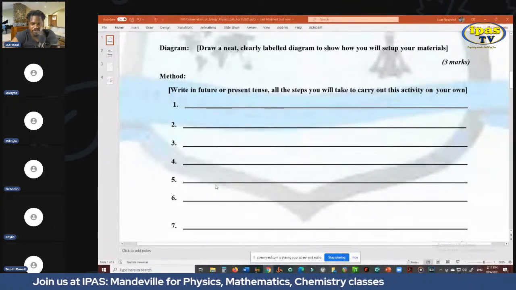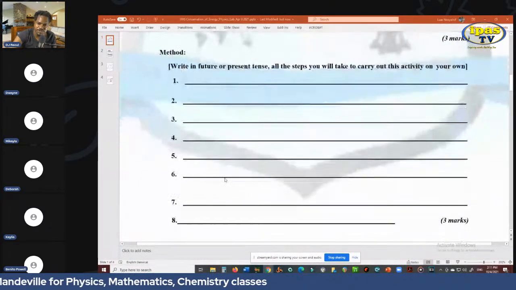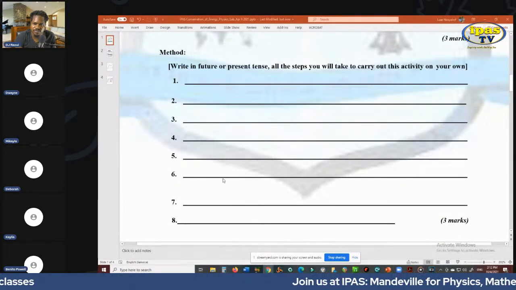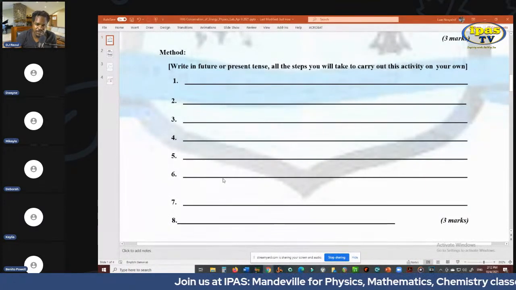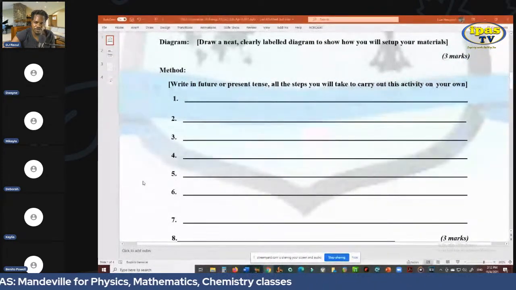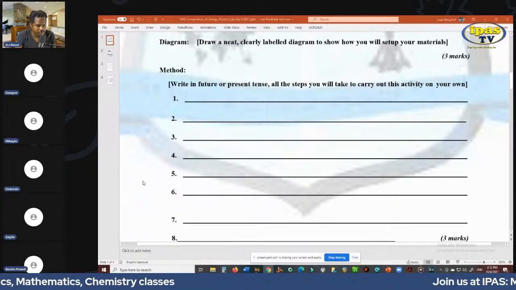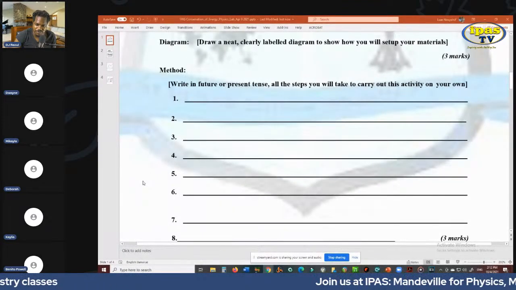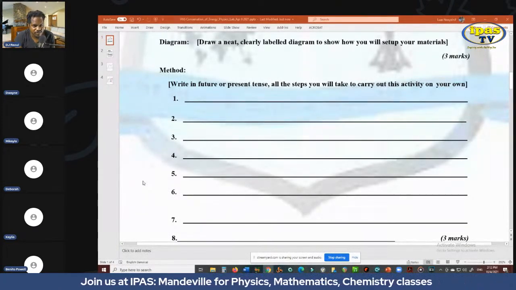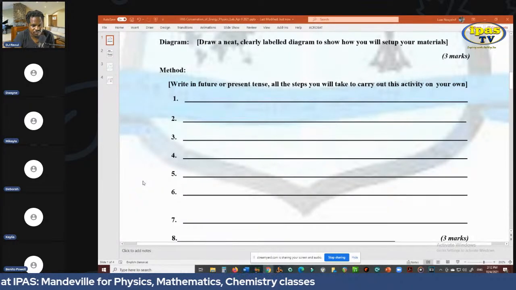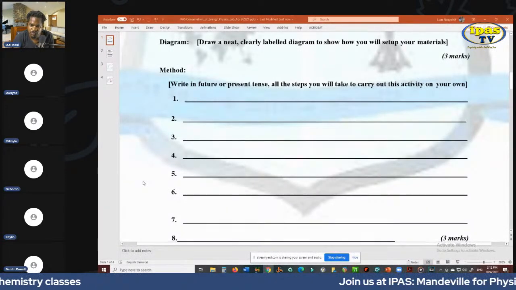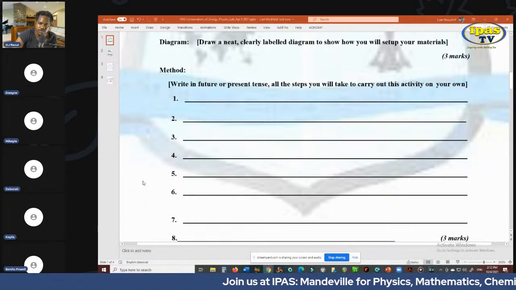So now let me say this. This is the first method now, guys. And even though you see like 8 spaces, it doesn't mean that you're just going to use 8 steps. This is just a guide. So the first step, the first thing you're going to write here, is the easiest thing you could write for the first step. Sir, the setup of the equipment. Okay. Yeah, all right.